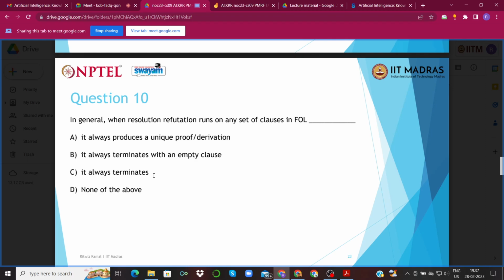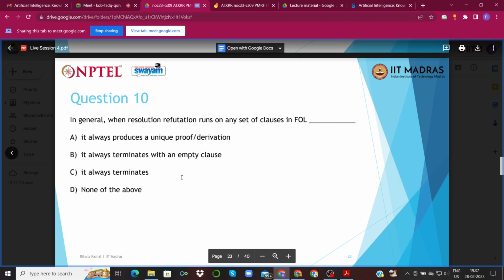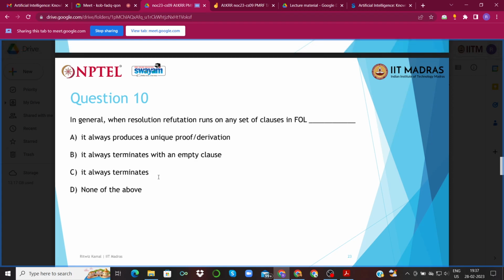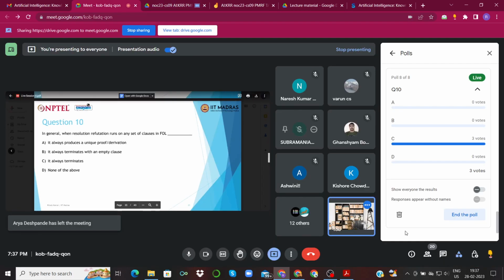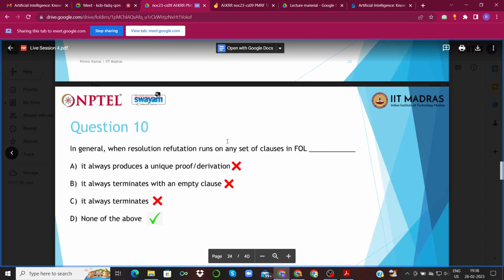In such cases, when we are not able to terminate with an empty clause, we will not terminate basically, right? So option C is not always true. And because option C is not always true, consequently options A and B are also not always true. If we have some case where it is not terminating, which means that it's not terminating with an empty clause, right? So B is not correct. And if it's not able to terminate, we will not be able to produce a unique proof for derivation, right? So option A is also incorrect. So the correct option in this case would be none of the above.